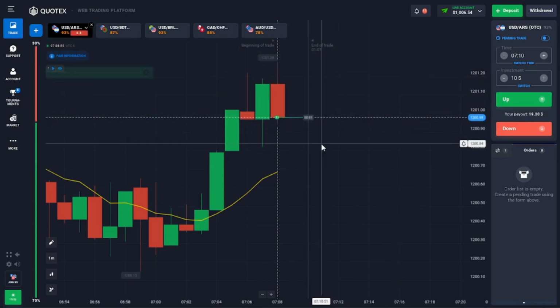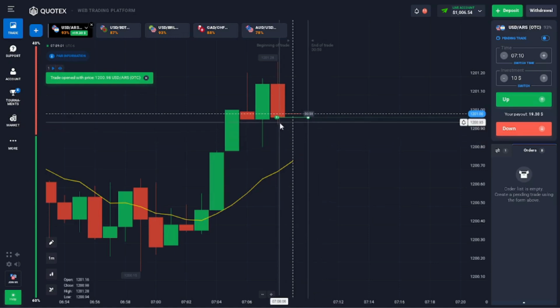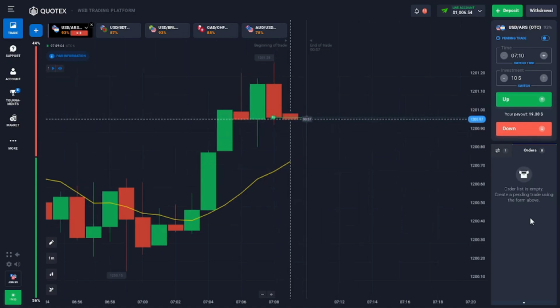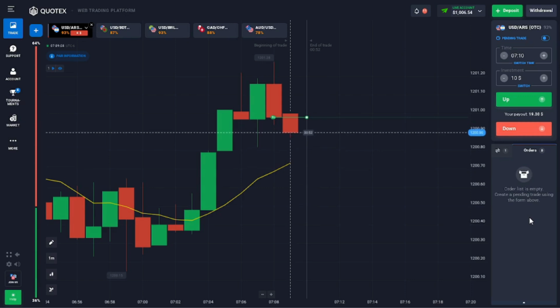Here I have placed a trade of $10. I think that this candle may go in the up direction. The reason for this is that the market has pumped from a lower level and is consolidating here.